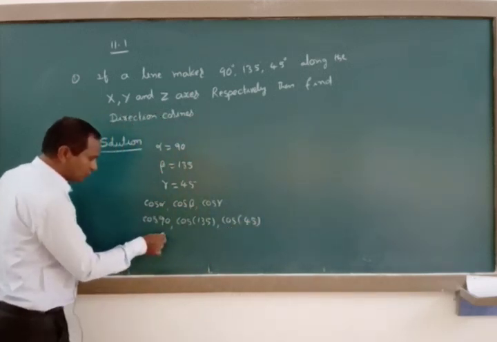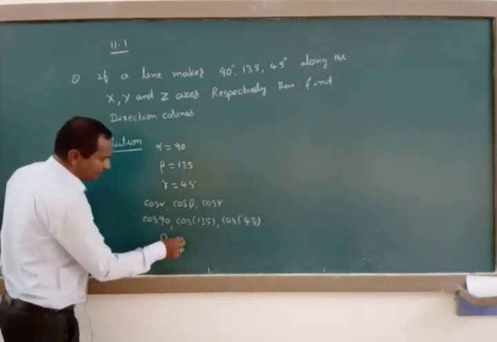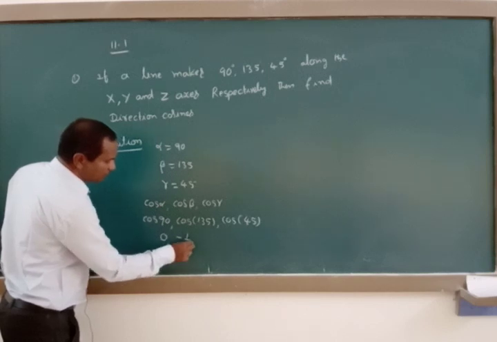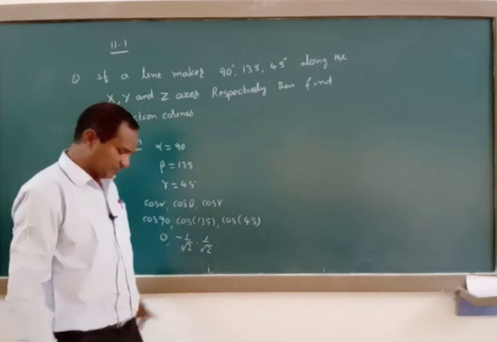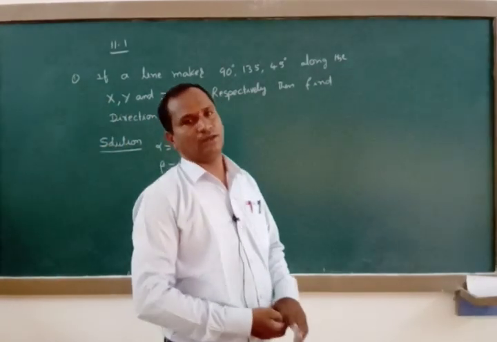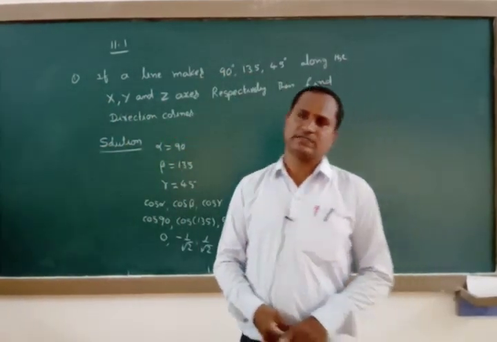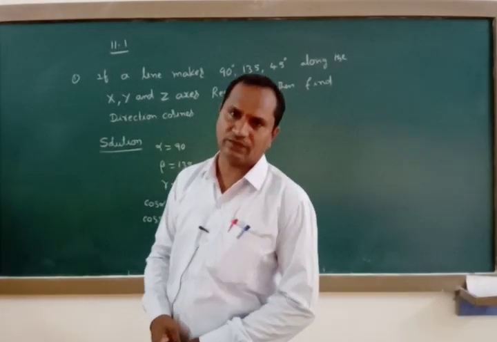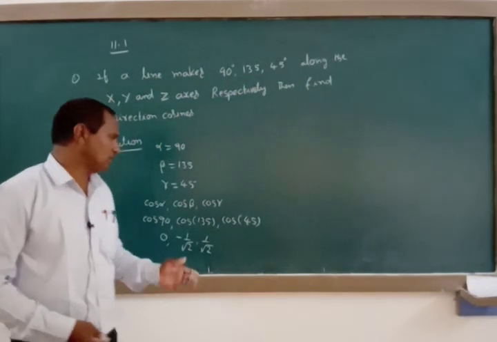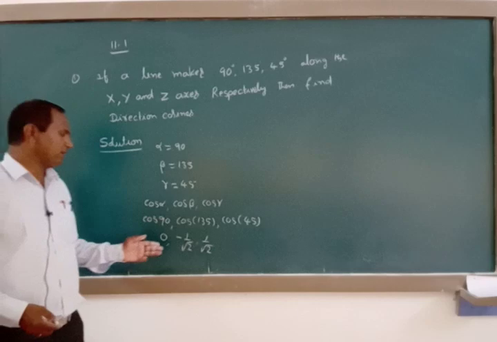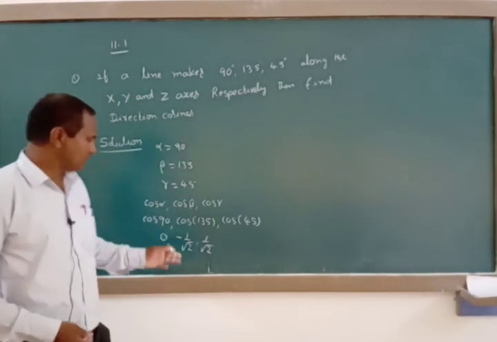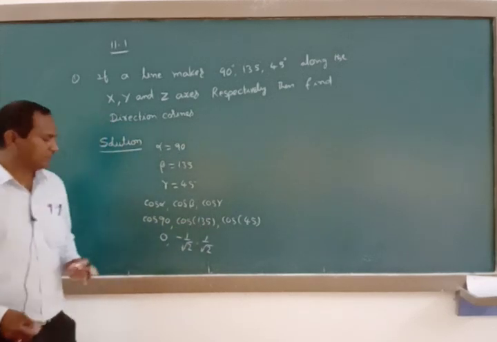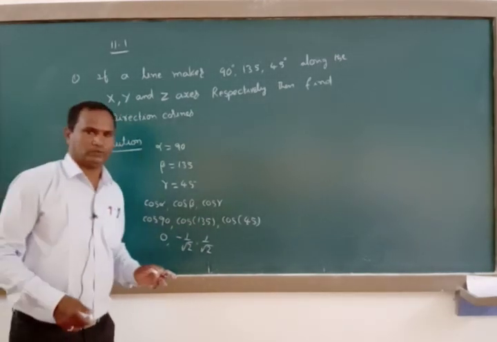Cos 90 value is 0, cos 135 degree value is minus 1 by root 2, cos 45 is 1 by root 2. How are we getting minus 1 by root 2 for cos 135 degree? 135 lies in the second quadrant. In the second quadrant, the cosine function is always negative. That's why the value is also negative for cosine at 135 degree. So we can write cos of 135 degree is minus 1 by root 2.